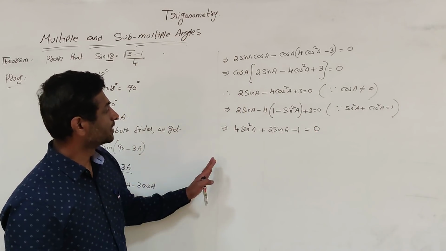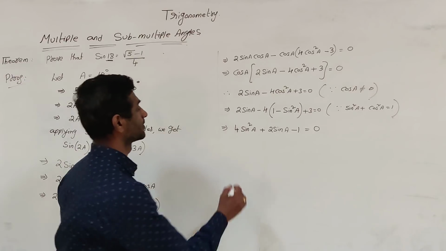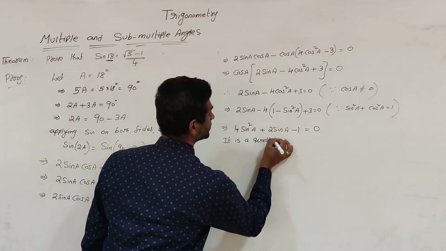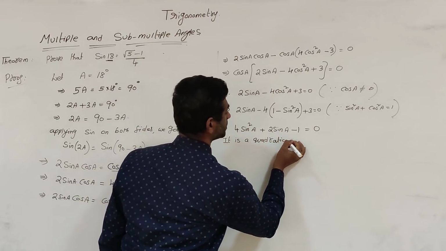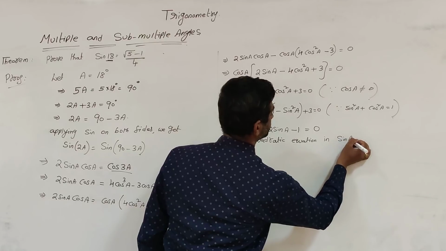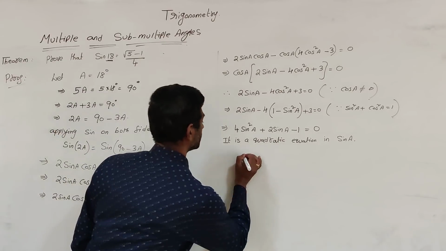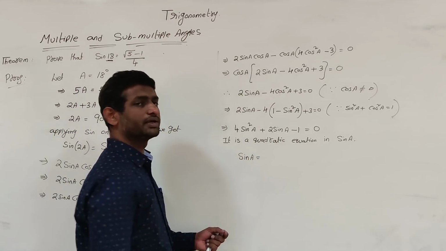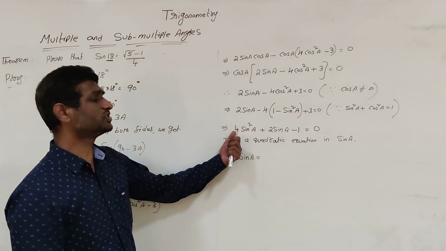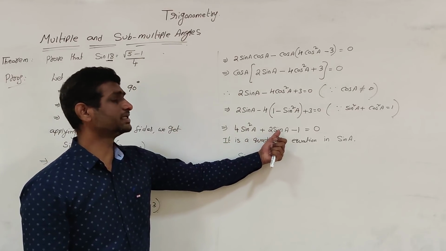So now it becomes a quadratic equation in sin a, because the degree is 2. It is a quadratic equation in the sin a variable. So we get two roots for sin a. So sin a is equal to, applying the formula, minus b plus or minus under root of b square minus 4ac, by 2a. What is a? Comparing to ax square plus bx plus c is equal to 0, a is 4, b is 2 and c is minus 1.